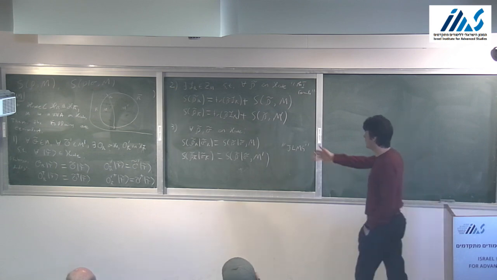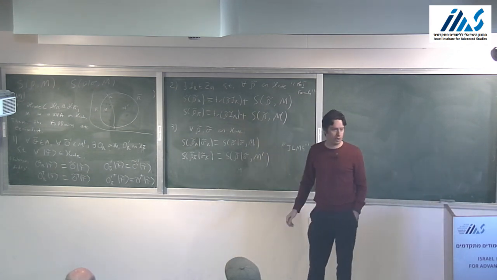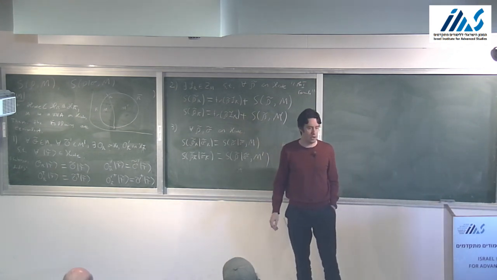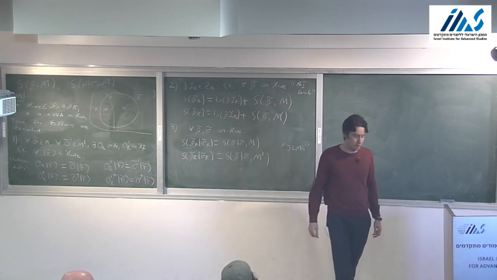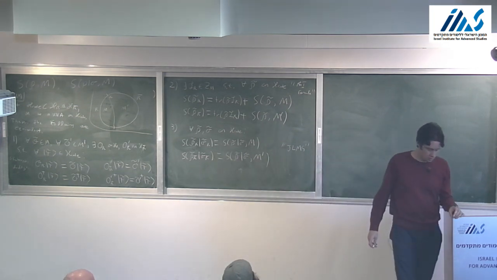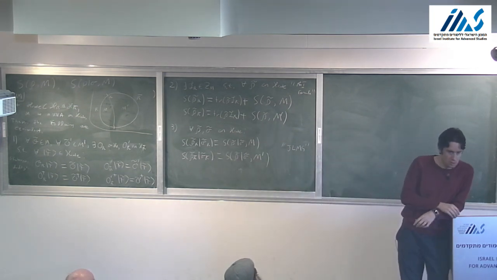So there are states in the code subspace, but they can be very different as quantum states. They're not near each other in any quantum sense. For example, they can be orthogonal pure states. But then, in the large N limit, the relative entropy is bounded by something of order N squared.